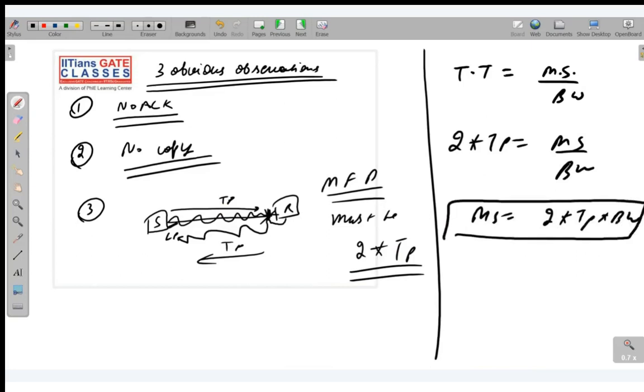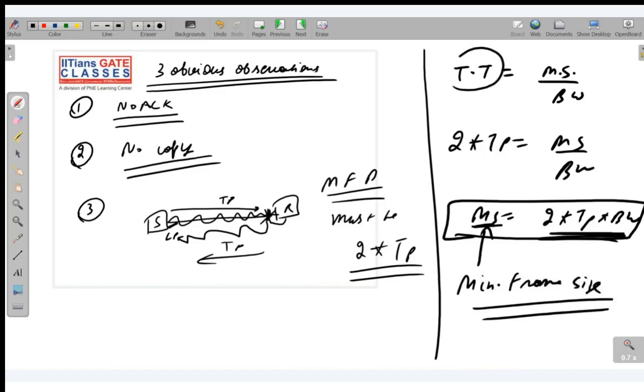So they will ask this question: what should be the minimum frame size in CSMA CD? The minimum frame size, or message size, should be 2 into TP into bandwidth. Why am I calling it the minimum frame size? Because the minimum transmission time is 2 TP, so we get the minimum frame size, which is 2 TP into bandwidth.